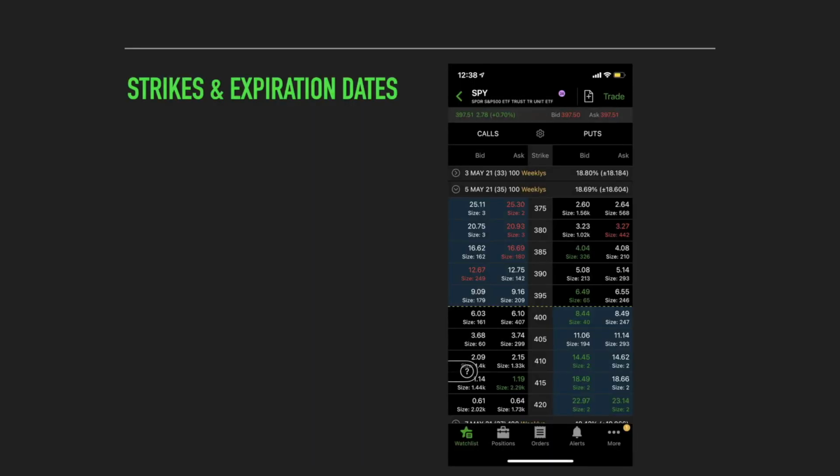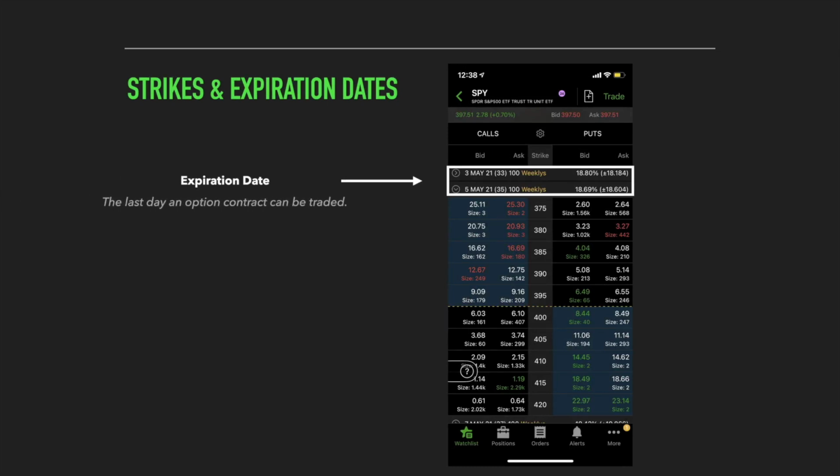Now, when it comes to actually choosing the right contract to buy, whether that be a call or a put option, there are quite a few things that come into play that are going to affect the way your option moves, and that's going to affect the overall value of that option contract in general. And the first of those things is going to be the expiration date.